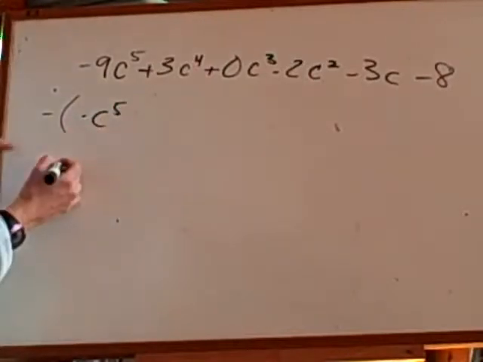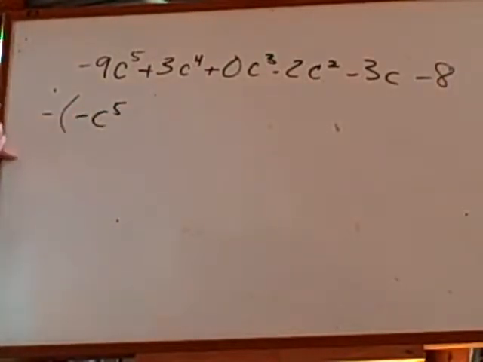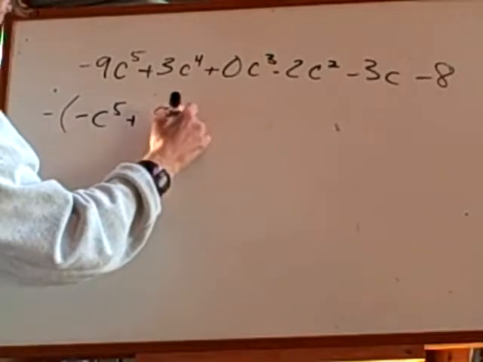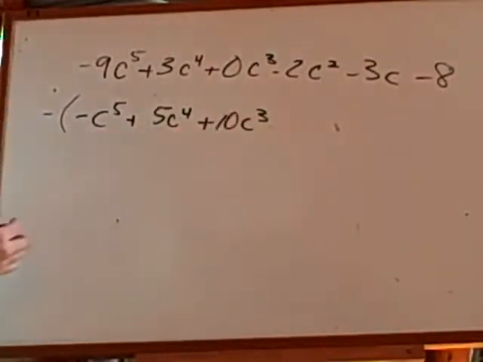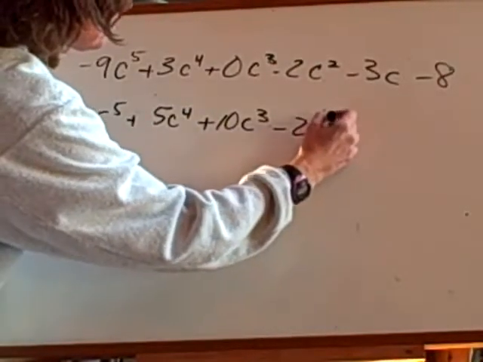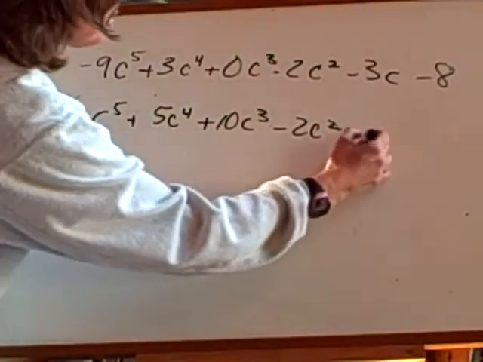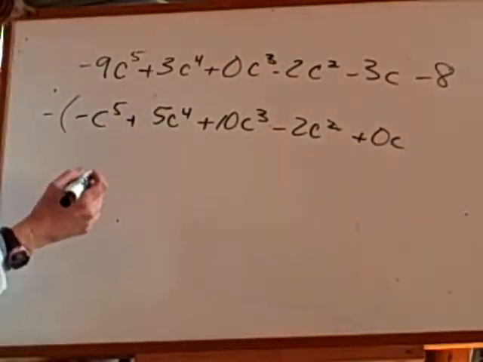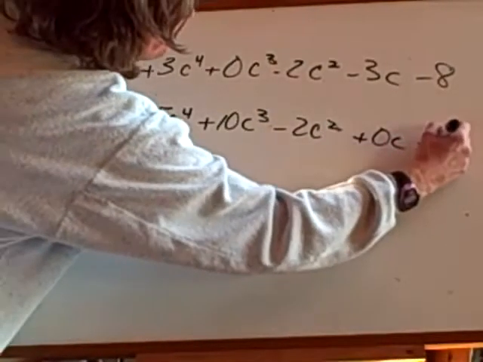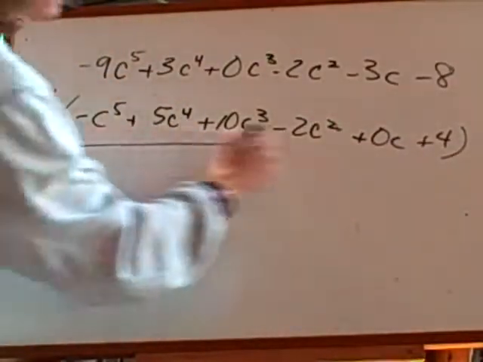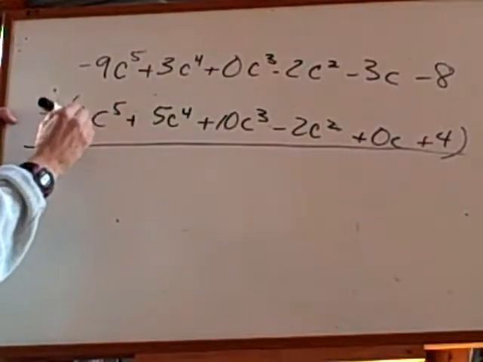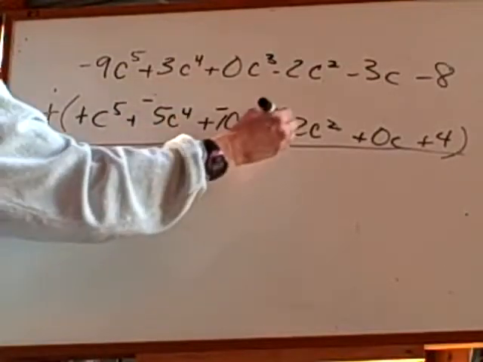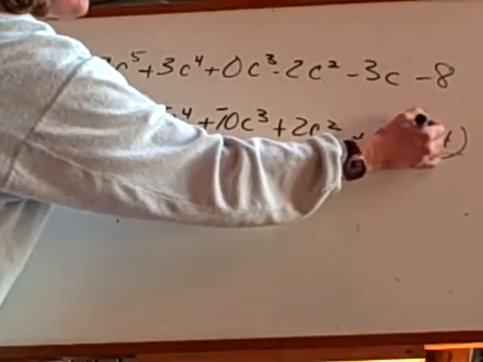Negative c to the fifth, and then plus 5c to the fourth, plus 10c to the third, minus 2c squared, plus 0c as a placeholder, and then plus 4. Now, since it's subtraction, I'm basically going to do the same thing as addition, but I'm going to do the adding and then change the sign to the opposite on all of them. So it's adding the opposite, opposite, opposite.